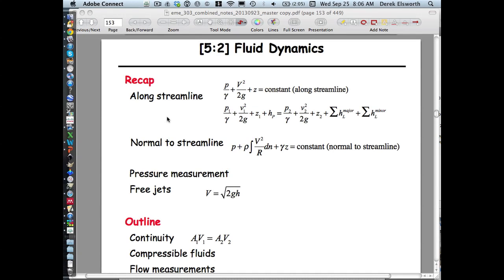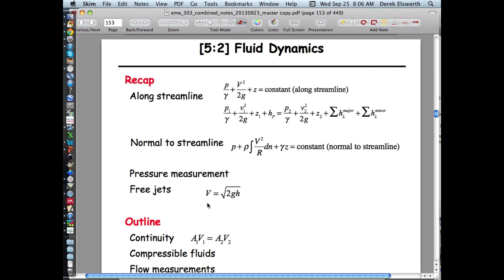So we're talking about fluid dynamics. We have talked about Bernoulli's equation both longitudinally and normal to the streamline. We did a problem with a so-called free jet, which was the idea that you could write Bernoulli's equation upstream and downstream in a bucket that has a hole in it.